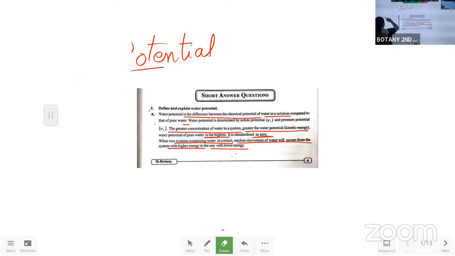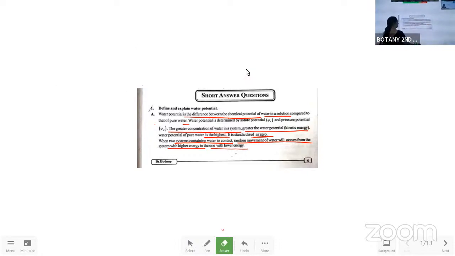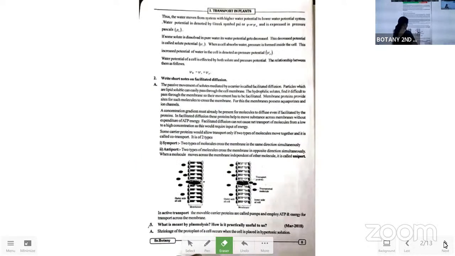Now comes the second important question from this chapter, plasmolysis. What is meant by plasmolysis? How is it practically useful to us? Here you have to give the definition of plasmolysis, then how it is practically useful to us. That is, two applications of plasmolysis you need to give at the end. With that, we can wind up the writing of the answers.